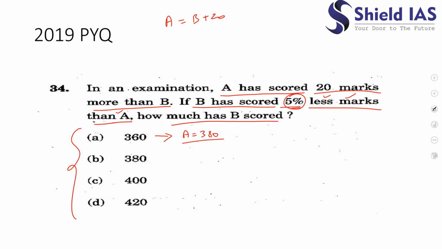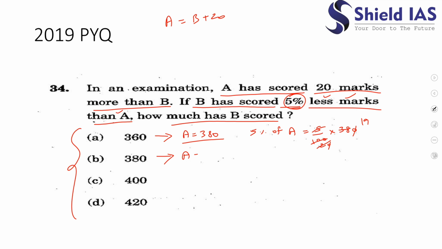So what will be the 5% of A? 5% of A would be 5 by 100 into 380. It would be 19. But the difference has to be 20. So this option cannot be the answer.